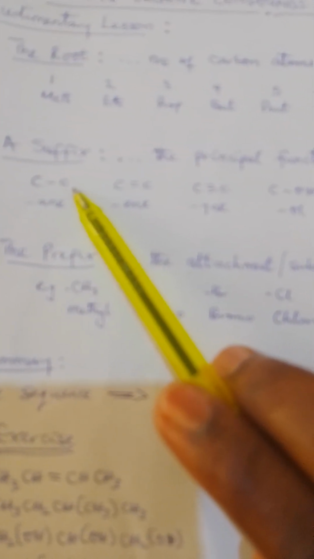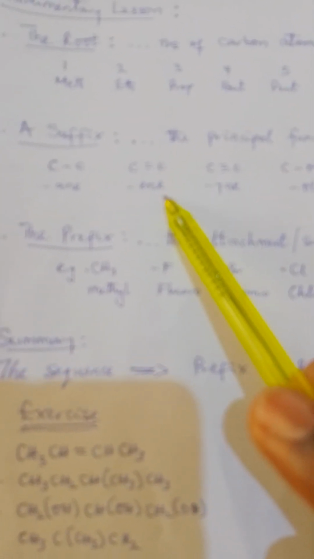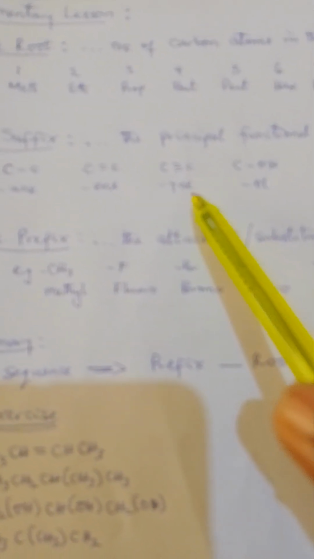That means there's a functional group. If you have carbon to carbon single bonds, that is ane, from the word alkane. If you have carbon to carbon double bonds, that is ene, from the word alkene. If you have carbon to carbon triple bonds, that is yne, from the word alkyne. If you have carbon to OH, that is the hydroxy group, that is ol, from the word alkanol. Then if you have carbon to COOH, that is oic acid, from the word alkanoic. Then if you have carbon to an amine group, that is amine.